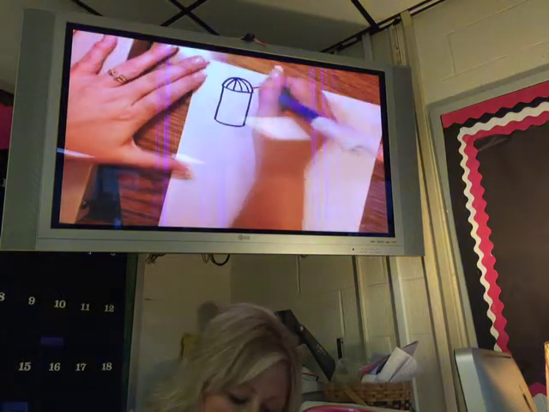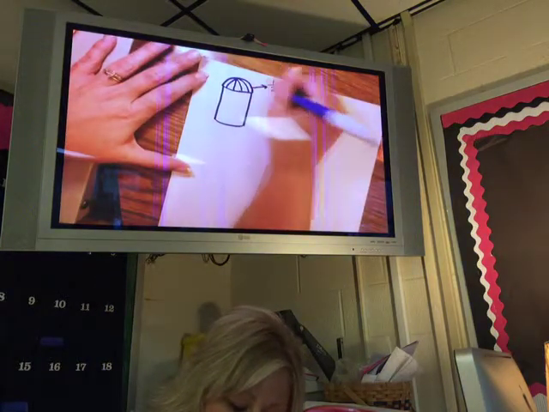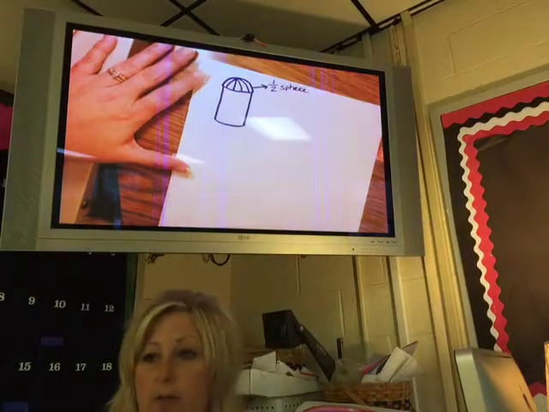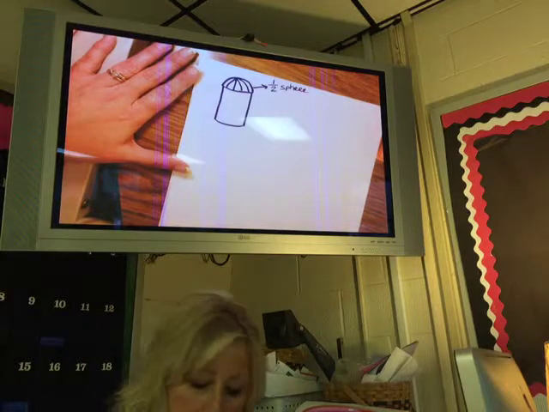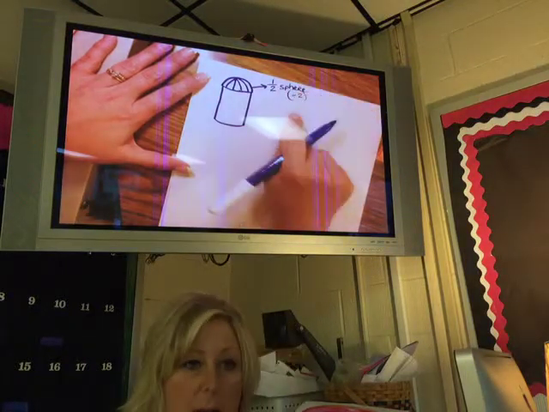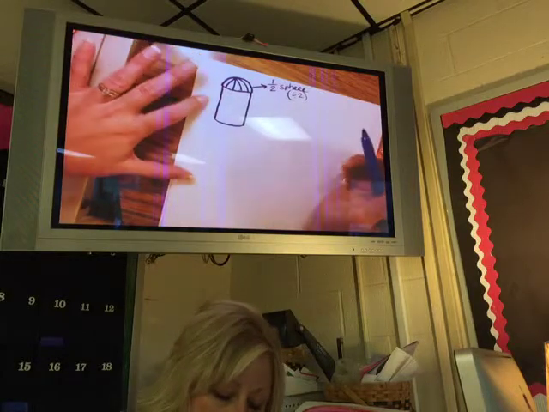Let's go ahead and label this. This is half of a sphere. So if you have only half of the sphere, what do you got to do to your formula at the end? Divide by 2. Okay, so let's make a note of that. Divide by 2, because that'll be our common error. And then we have a cylinder here.